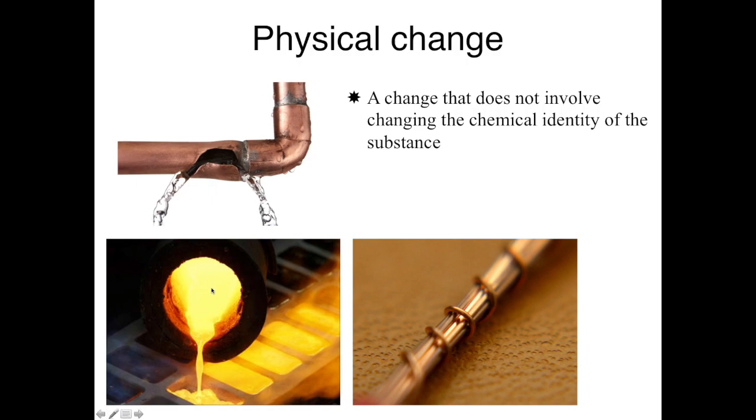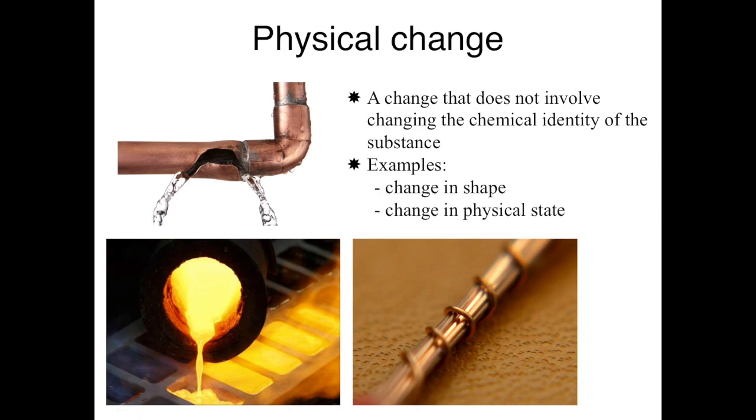If you take that copper and you melt it down, so from a solid down into a liquid, it has changed state, but it is still copper. Therefore, that is a physical change. And if you take that liquid copper and reshape it and reform it into copper wires, solids here, you again have changed its state, but not its identity, so that is a physical change.